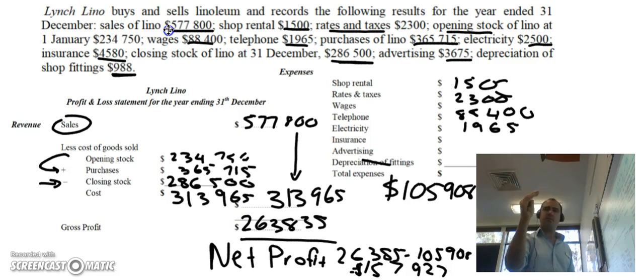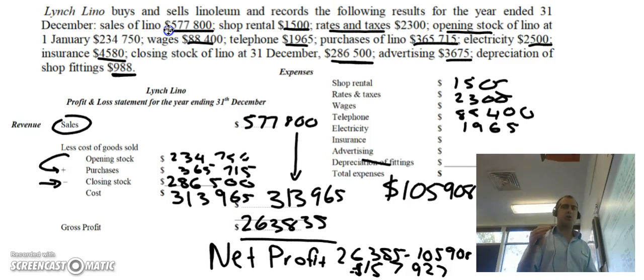You'll always get a scaffold. Go through, identify, is it a profit? Is it an income? Is it a cost? Tally them all up, find the difference to get your net profit. Good luck, guys.